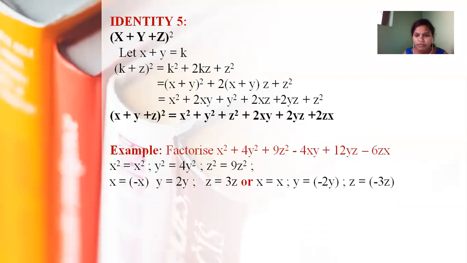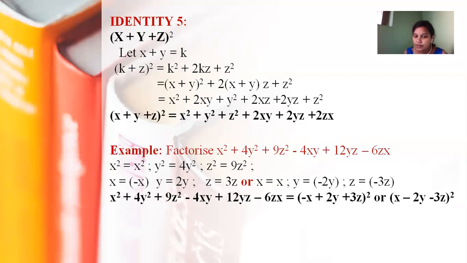Now, I'm taking both the cases here. So first I'm taking x as negative. x equals minus x, y equals 2y, z equals 3z. Or x equals x, y equals minus 2y, z equals minus 3z. When we multiply negative into negative, we're getting positive. That's why the first three terms became positive. So x square plus 4y square plus 9z square minus 4xy plus 12yz minus 6zx can be written as (minus x plus 2y plus 3z) whole square, or (x minus 2y minus 3z) whole square. Clear? I hope you understand this.